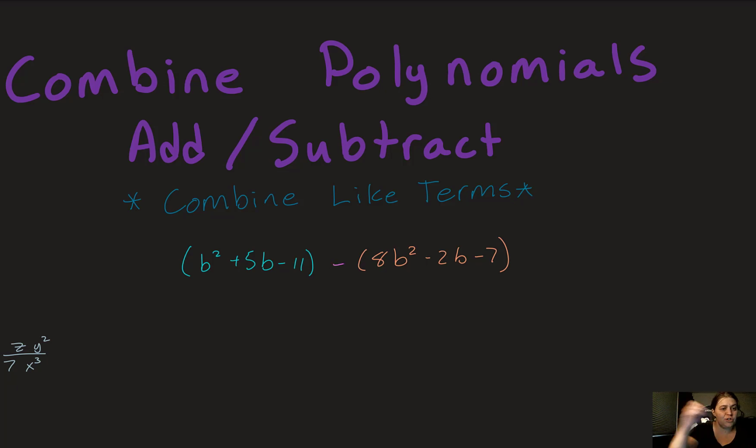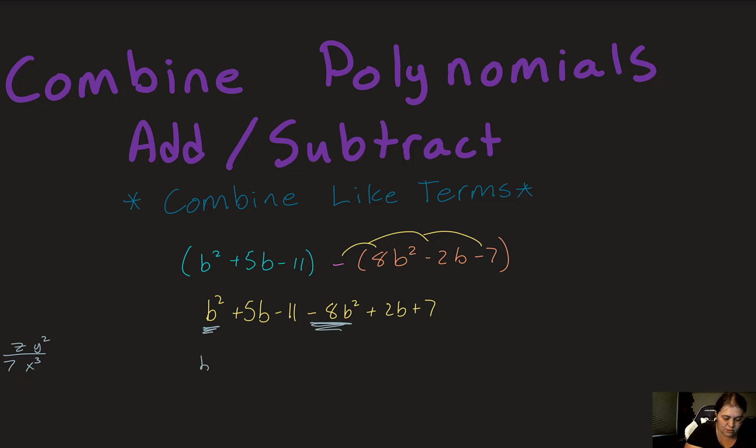So we're going to jump straight up to level 2 and kind of skip over level 1. If you don't remember level 1, go consult your algebra. So what we're going to do is distribute this negative to each of these terms over here. So we're going to change all of their signs. So we have negative 8b squared, positive 2b, and positive 7. Now we go looking for like terms. So here's a b squared, here's a b squared. So we have b squared minus 8b squared. That's going to give me negative 7b squared.